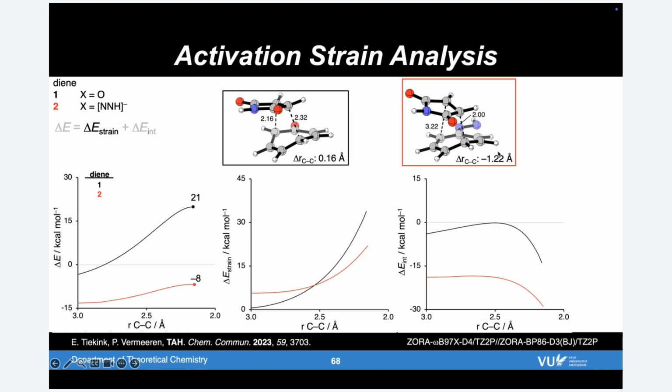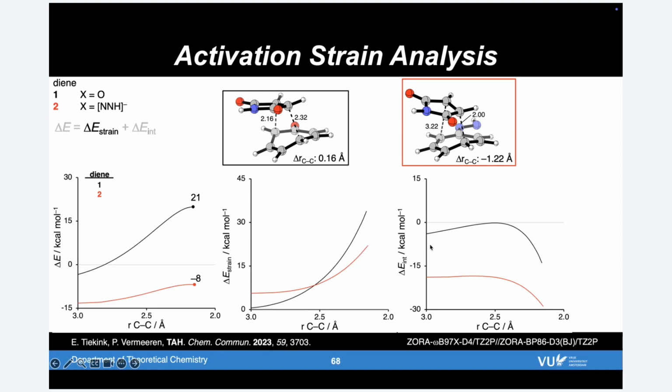Now it's extremely asynchronous, and the difference is 1.22 angstrom. So you see this carbon-carbon bond is way longer than this one. That is what leads to the less destabilizing strain energy for this molecule. That's why you see the red curve in the transition state region is much less destabilized here.